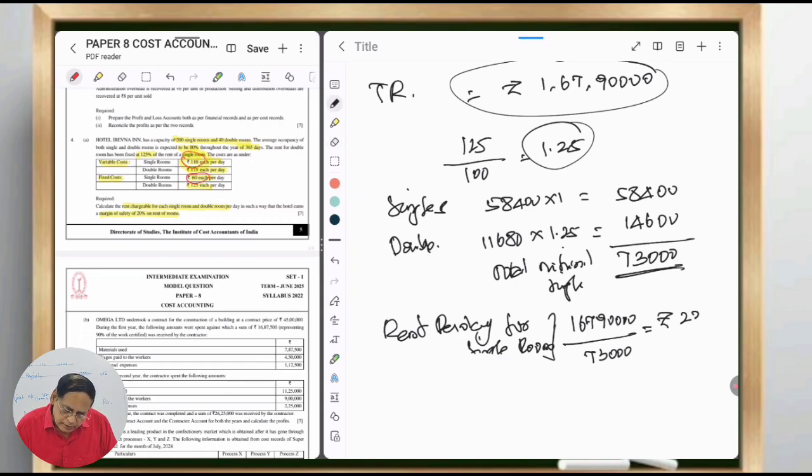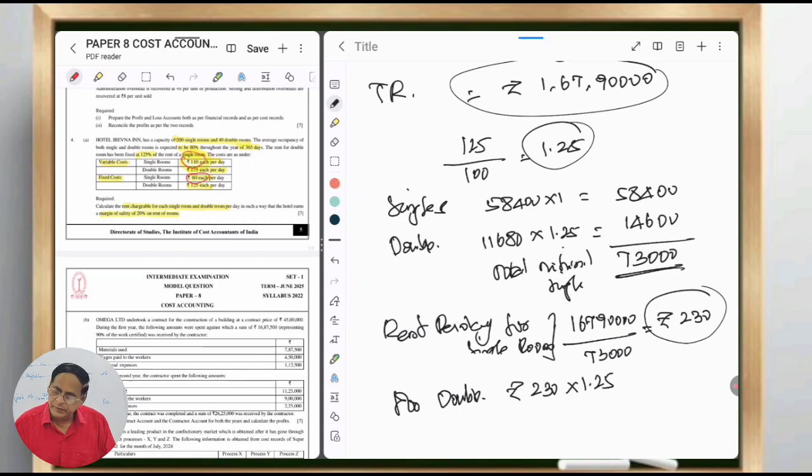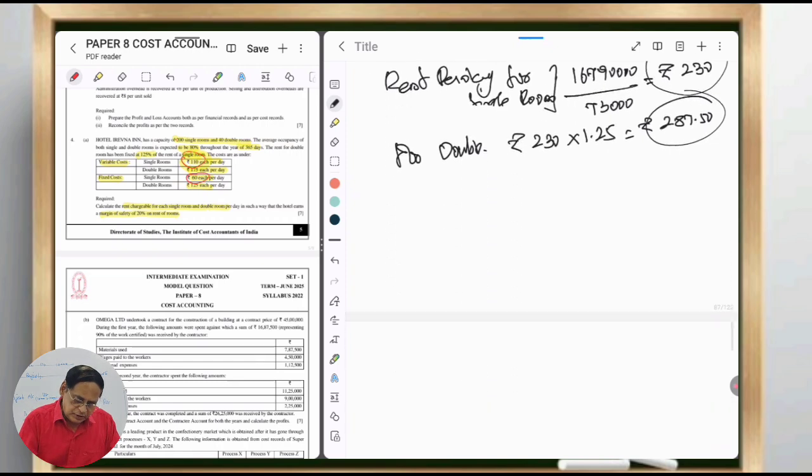Rupees 230 single room. So then it is for double room. For double room, actually rupees 230 into how many times? 125 times. You can multiply by 125 or 1.25. So single room into 1.25, 287.50 rupees. So the answer is over, and then we will see the next question.